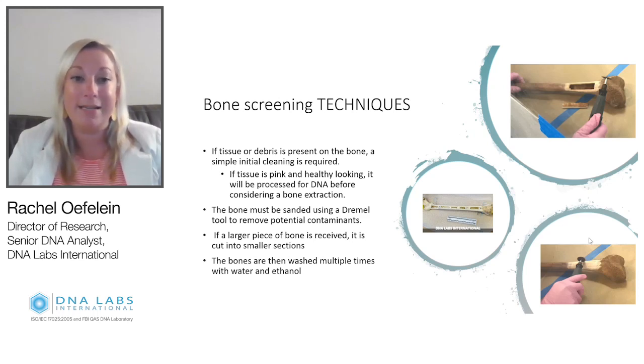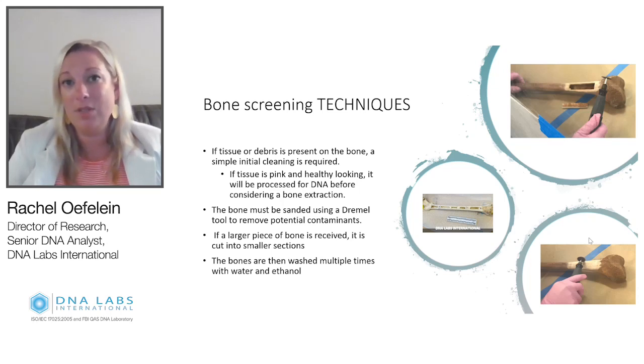The bone must be sanded using a Dremel tool to remove potential contaminants. A lot of times we get remains submitted that were discovered by civilians. It's maybe gone through the hands of multiple medical examiners. Sometimes with cold cases from the 60s and 70s, people had handled it with their bare hands. So we want to get any of that potential extraneous DNA off the surface of the bone.